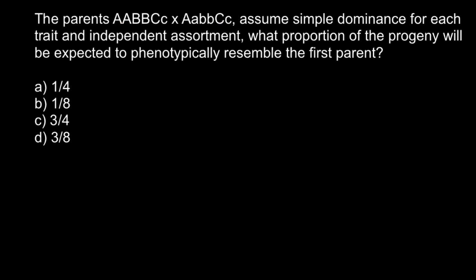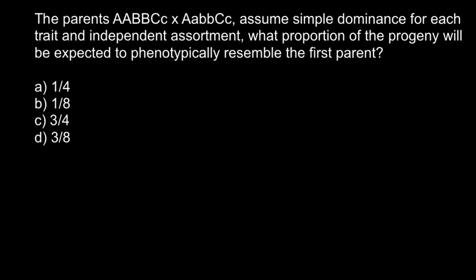Assume simple dominance for each trait and independent assortment. What proportion of the progeny will be expected to phenotypically resemble the first parent? So basically we have two parents. Let me write down the genotypes one more time.